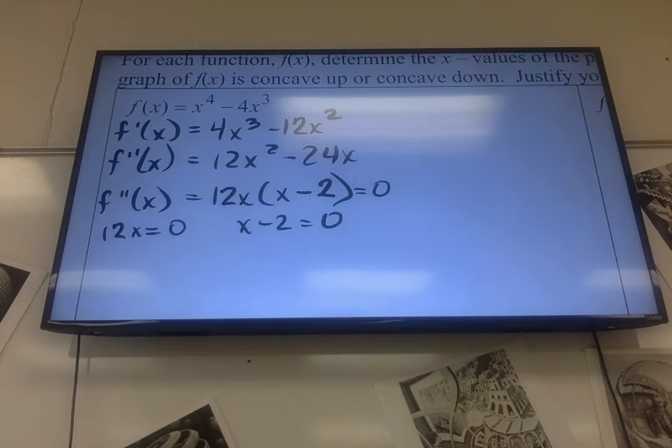You divide by 12, and you get 0 and 2. So there are 2 possible points of inflection.